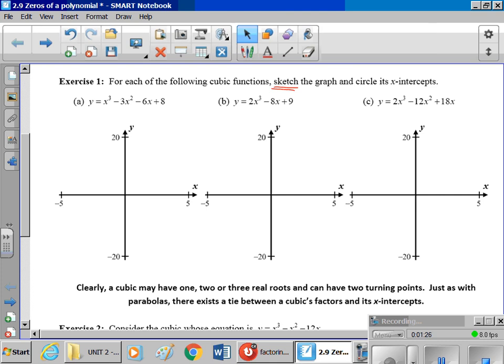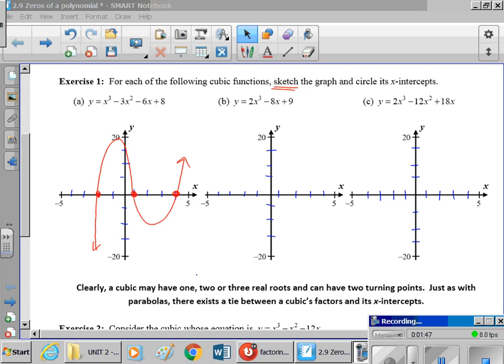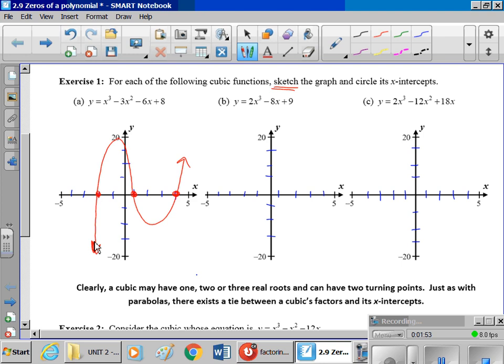So let's pull up our calculator and see what it looks like. As we can see, we're hitting our zeros at -2, at 1, and at 4. So we're going to translate this now back to our worksheet, at least the best job that we can anyway. So it's going to look something like that. Not exactly, but something like that, all right? Then it says to circle our zeros, and that's the important part. So here, here, and here are going to be our zeros.